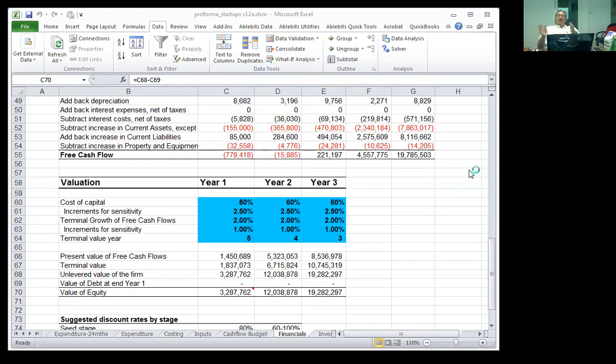And if I change the discount rate again, I can make the value go up. If I lower the discount rate to 1%, I can make the value go up. As I increase the discount rate, value will go down. As I decrease it, value will go up. So we need to agree on the discount rate. So what discount rate should we use?